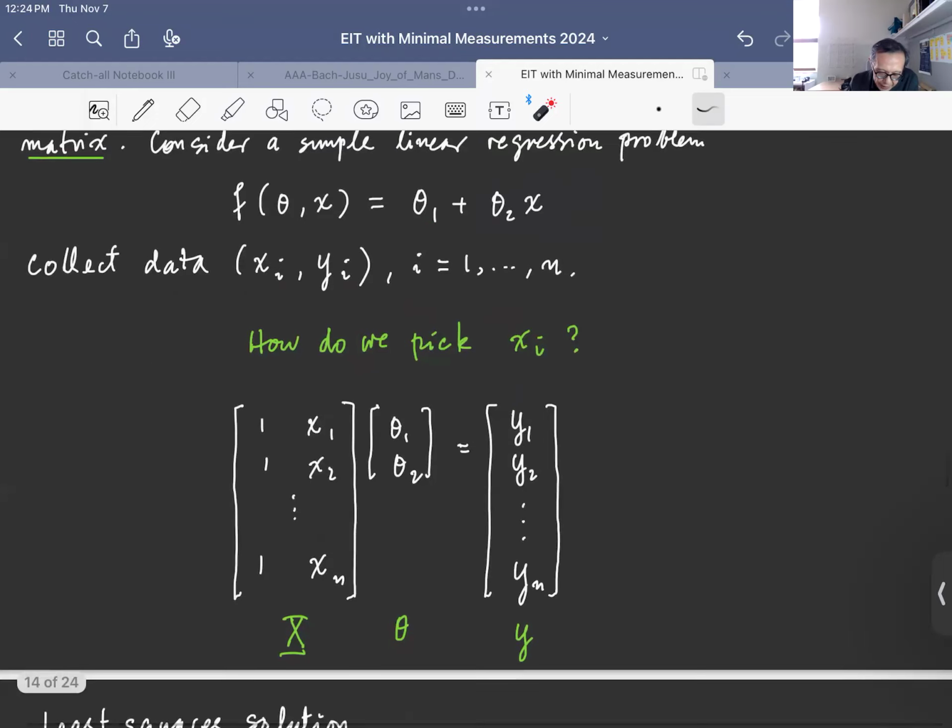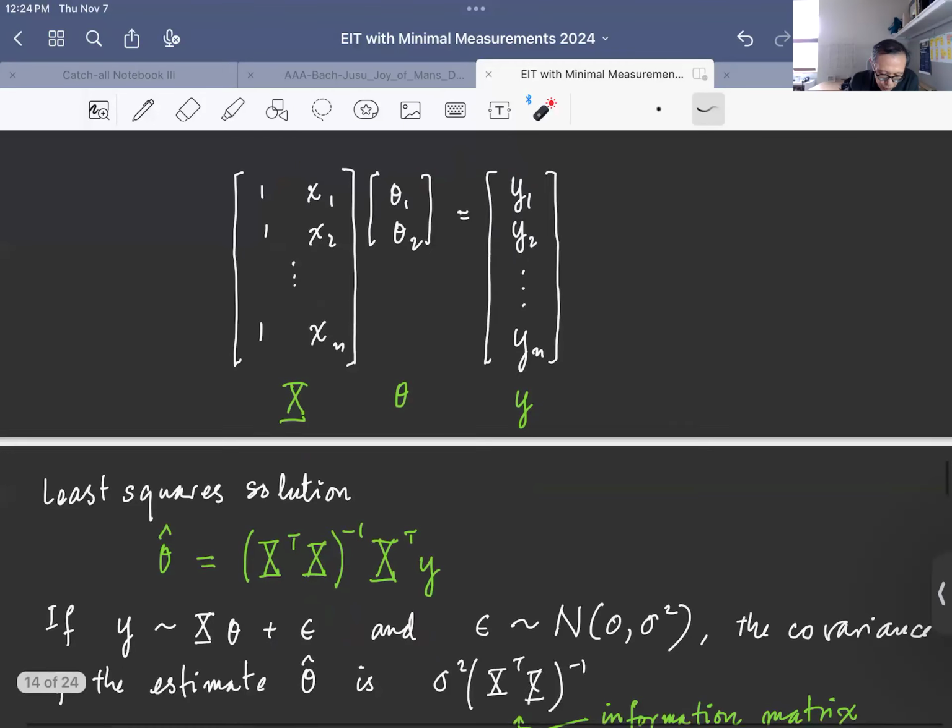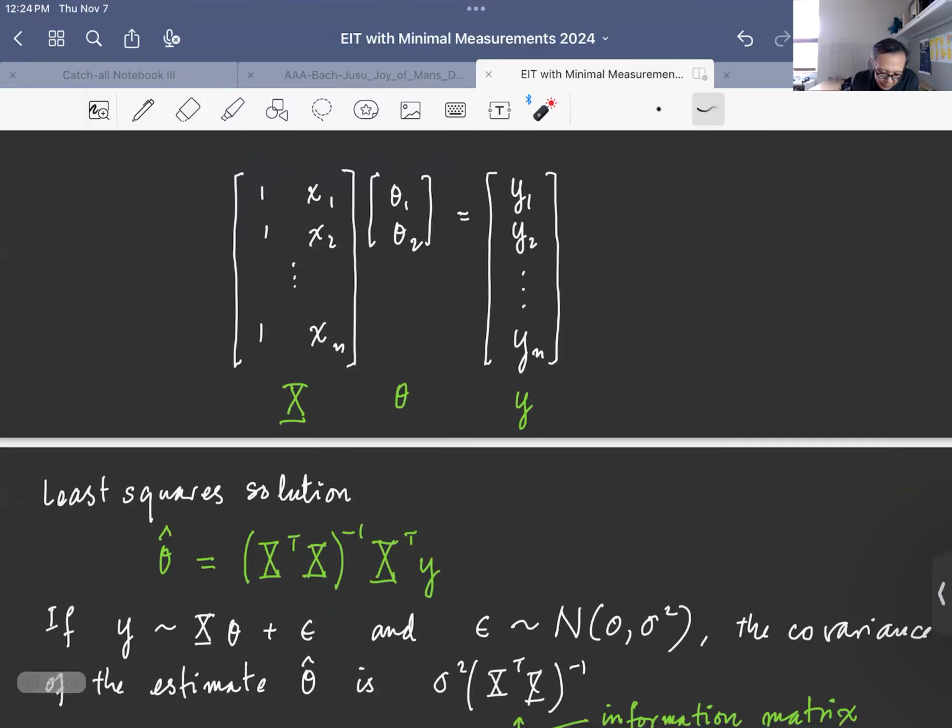So how do we pick the xi's? If you look at the equation, you have basically an overdetermined system if you have more than two measurements, measurement xi. And so you have this overdetermined system. The least squares solution is basically obtained by writing down this formula. This gives you an estimation of the parameter theta.